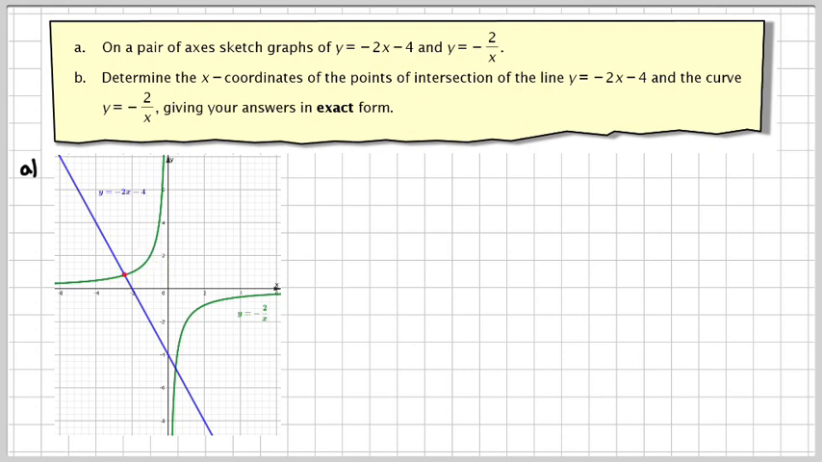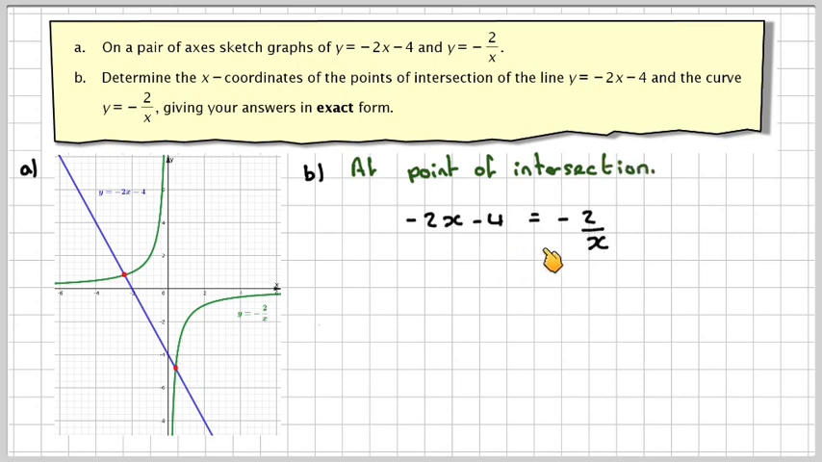Now for part B, at the point of intersection, these two points here, minus 2x minus 4 is equal to minus 2 over x. We just need to solve this and give our answer in exact form. Now, because there's lots of minus signs, I'm going to multiply both sides by minus 1. That will make that 2x plus 4 is 2 over x.